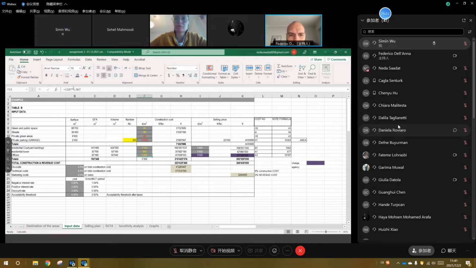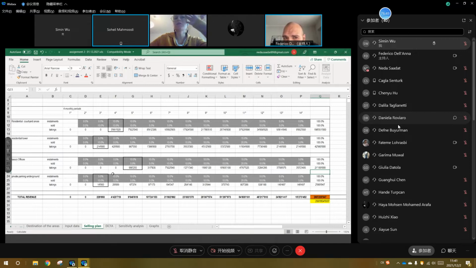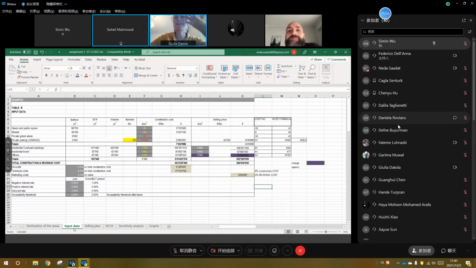Okay, you have corrected the price. And then we also thought that maybe it's for 2011 and we have to use the... Okay, this is the correct one. In the selling plan, we decided to... because the tower starts from a later period. Yes. Okay.